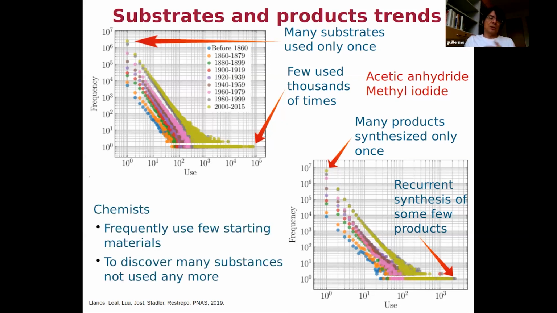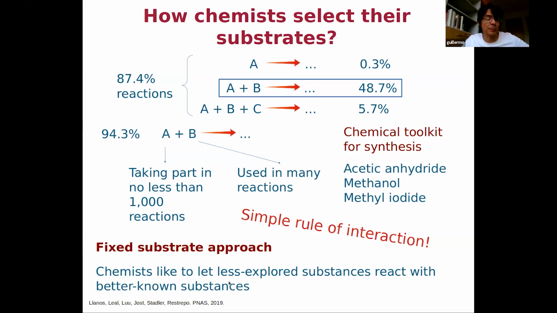Then in conclusion, what we have is that chemists have made frequent use of a few starting materials. Those are here in the tail of this plot. And they discover many substances, but those substances are not used anymore. That's more or less the way of exploring the chemical space.